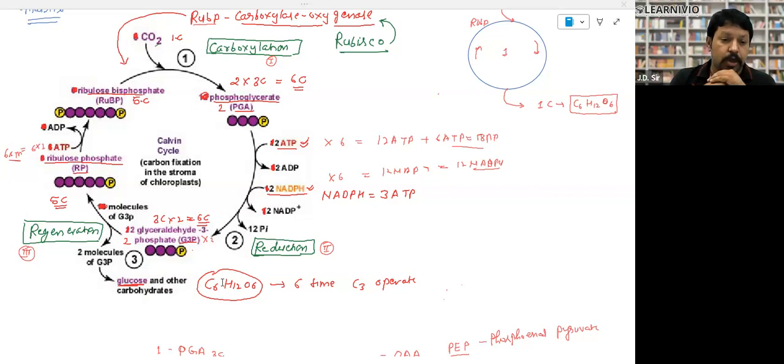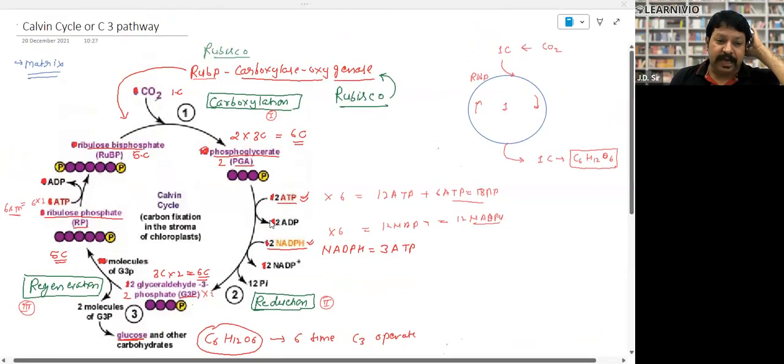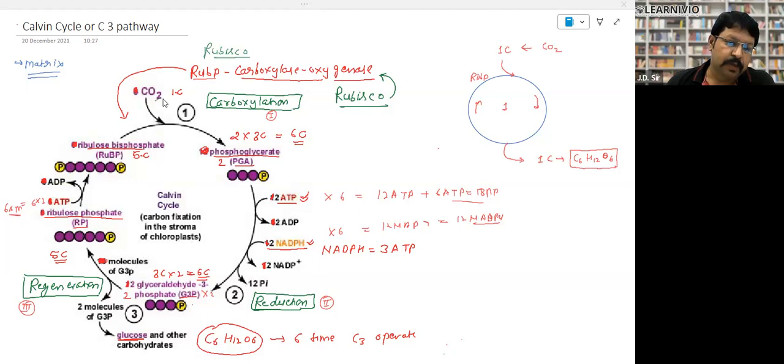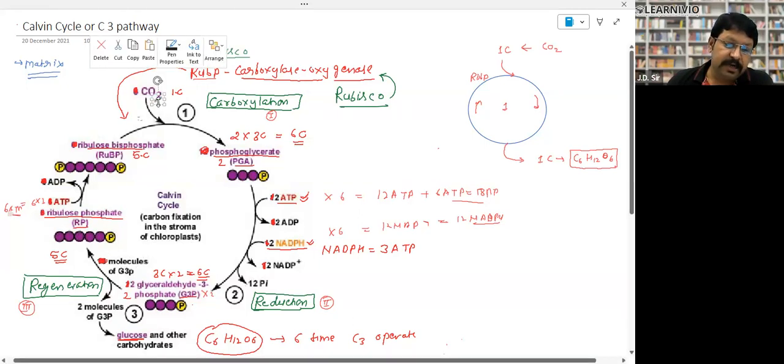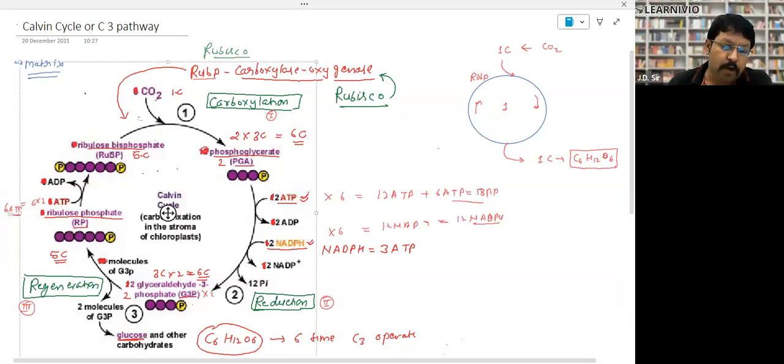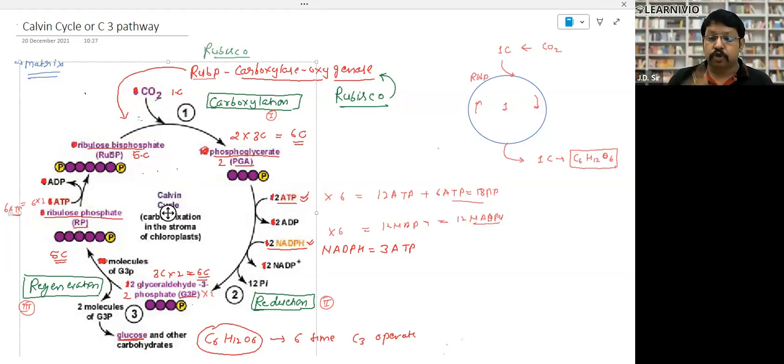In the last class I told you that carbon dioxide is taken from the environment or atmosphere. The compound which reacts with carbon dioxide is called ribulose biphosphate, in short RUBP. It is a five-carbon compound. Ribulose biphosphate combines or reacts with carbon dioxide; it receives the carbon dioxide. So the first question: who is the receiver of carbon dioxide? Here RUBP is the first receiver or acceptor of carbon dioxide.